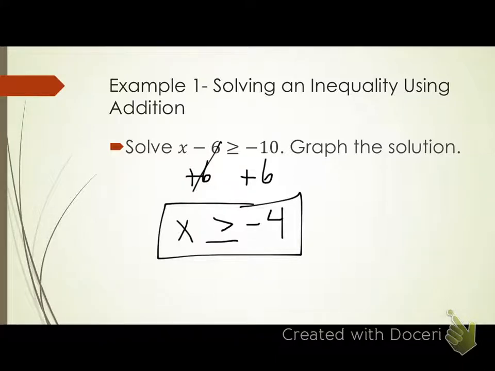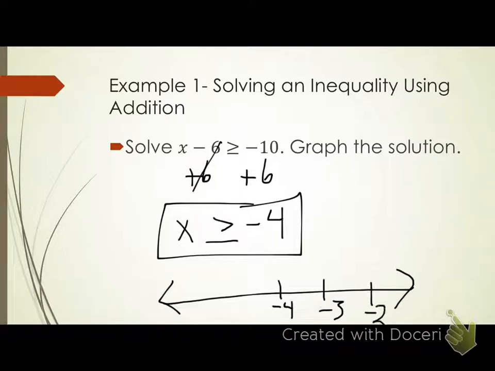This answer represents all the numbers that are a solution to this inequality. How many solutions do I have here? An infinite number, because it's all numbers that are greater than or equal to negative 4. Our numbers keep going forever and ever, so I have an infinite number of solutions here. This inequality just helps us represent all those solutions. So let's graph it, just like we did yesterday.